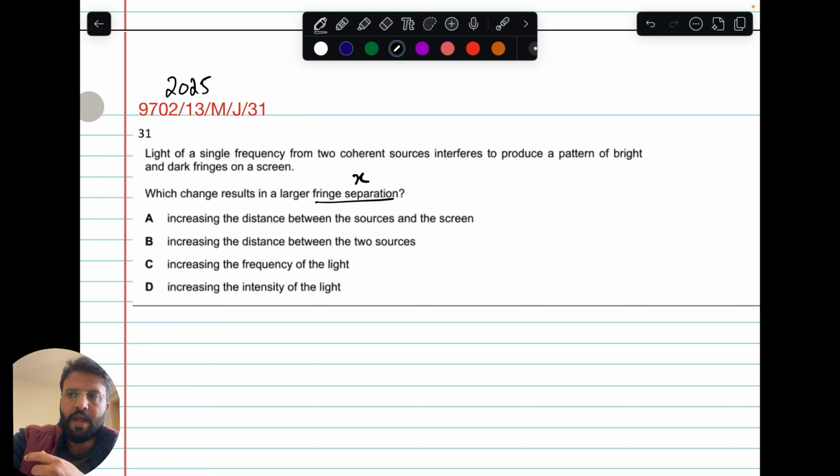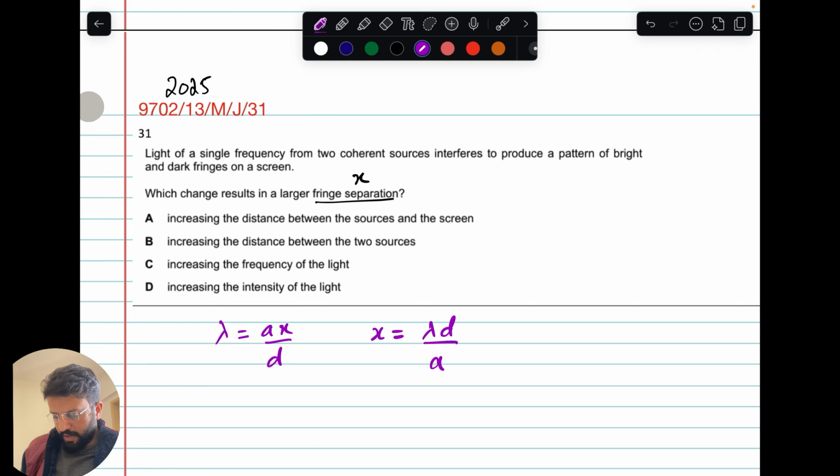So we have to go back to the relation that we have just done. Lambda is equal to ax over d. I can rearrange this for x, so x can be written as lambda d over a. We know x is directly proportional to lambda, directly proportional to d, and inversely proportional to a.